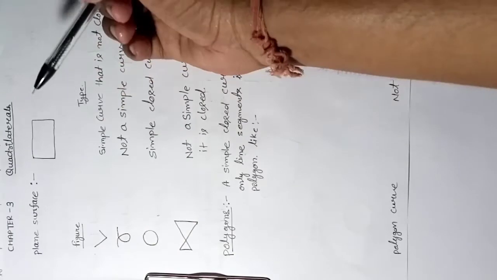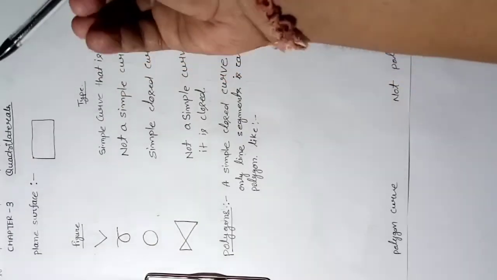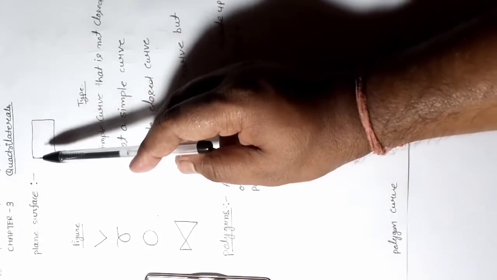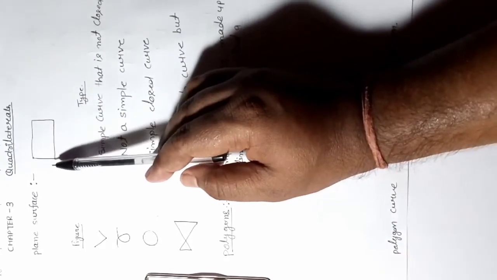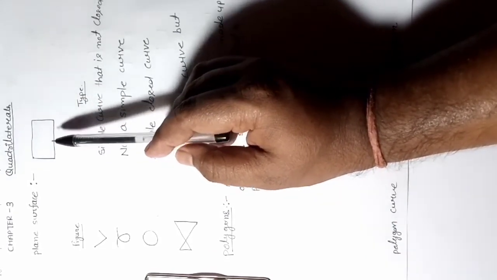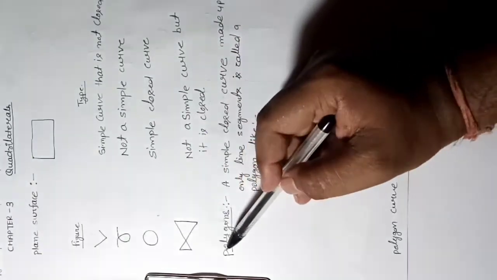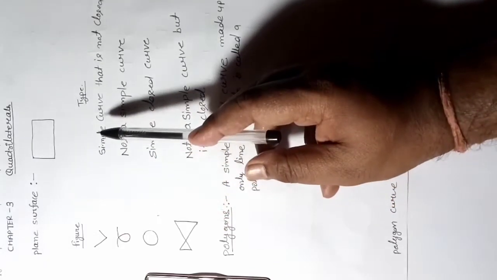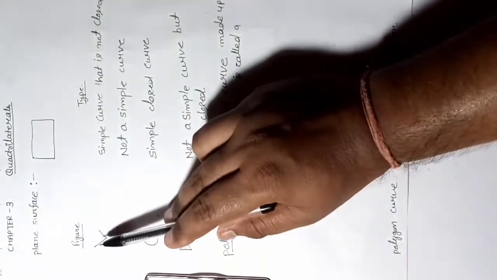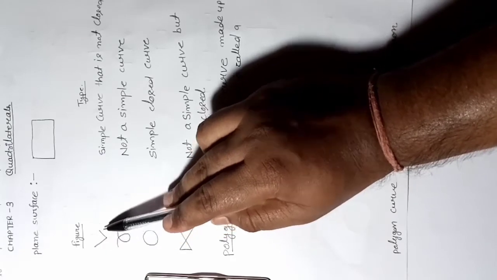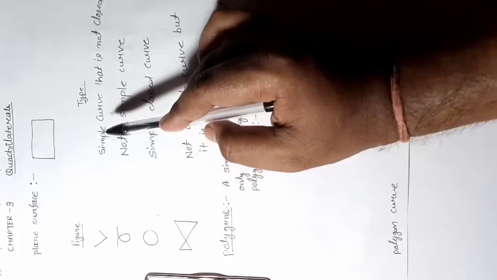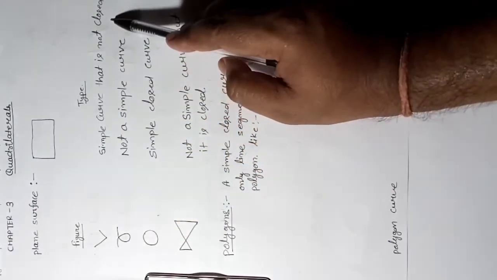So why are we discussing these things? Because we will see how a surface is made, because a surface is made of boundaries, right? This boundary is made of various curves or line segments, right? So here are some figures. We have to judge which figure shows which type, right? So this figure is made of two line segments, right? So this we call a simple curve that is not closed, right?